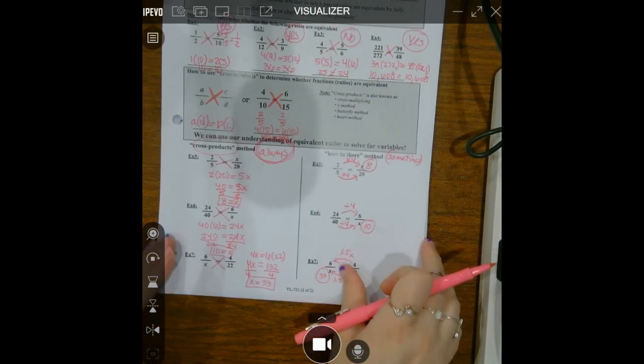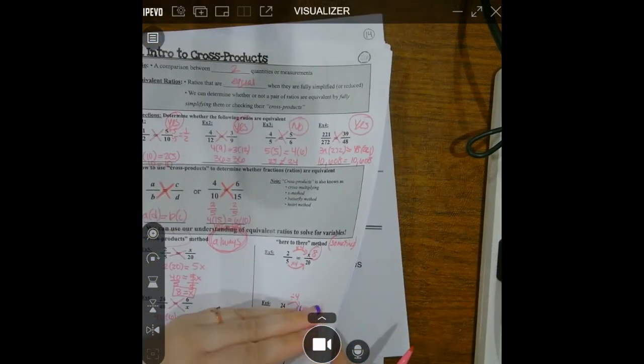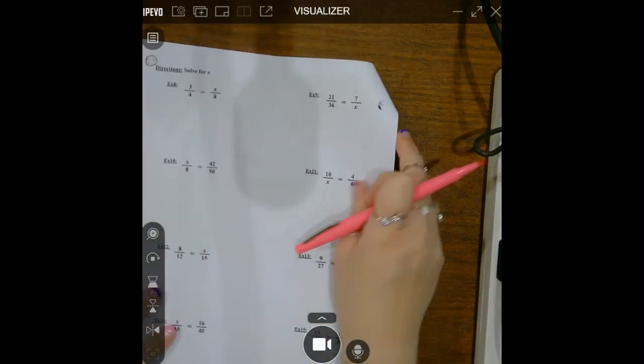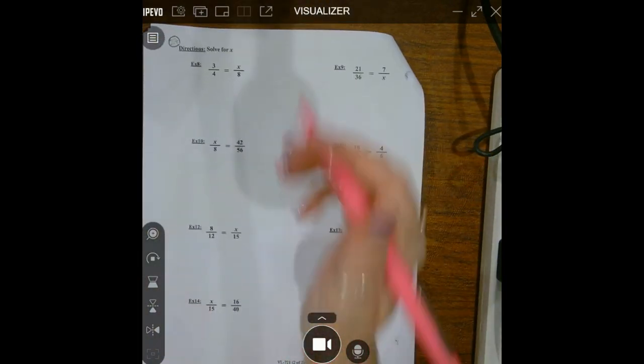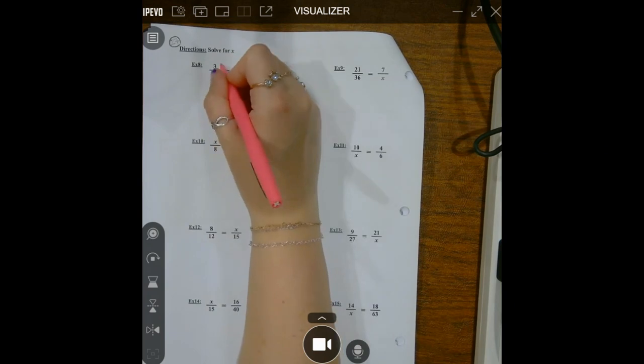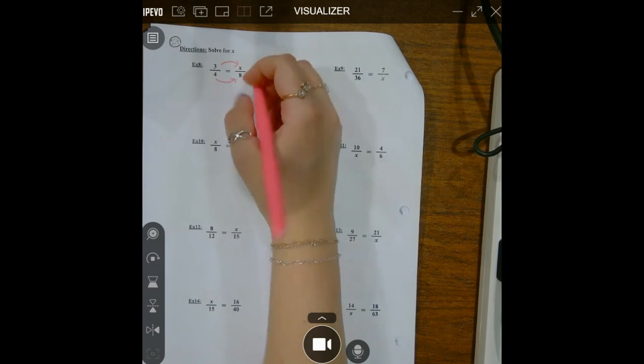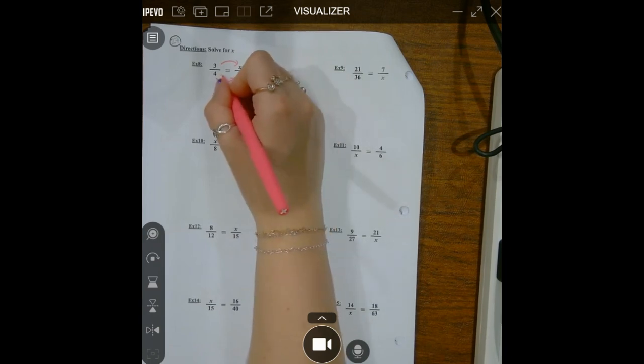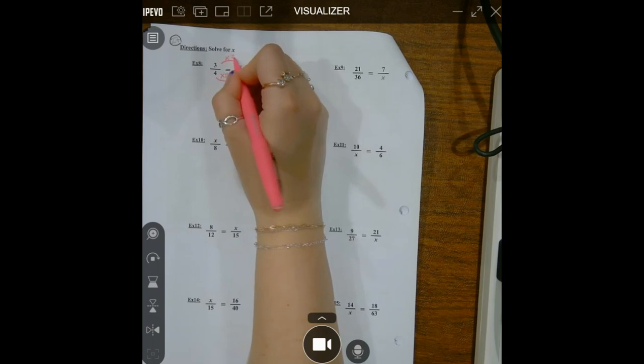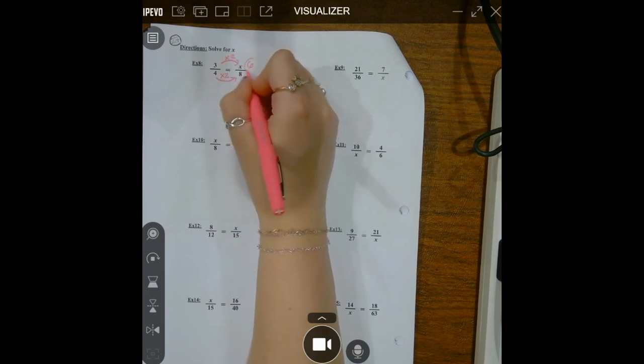So let's go ahead and try these on the back. Now I'm not telling you which method to use. You get to choose. I always want to try to see if I can do that easier method first. So move towards your unknown, which is this way. Can you go from 4 to 8? Yeah, if you just multiply by 2. So then 3 times 2 is going to give me 6.